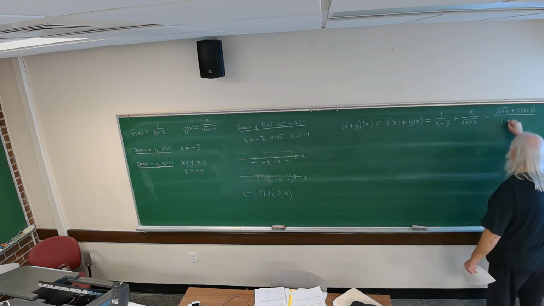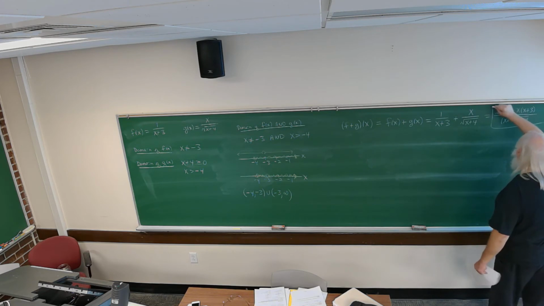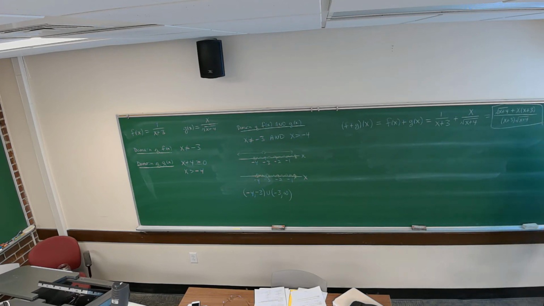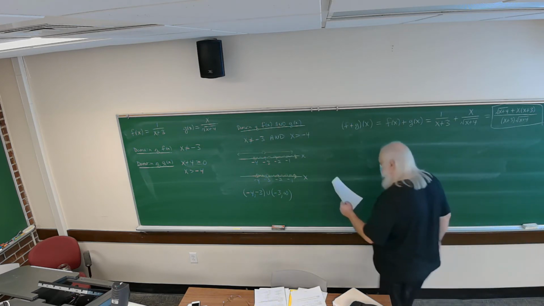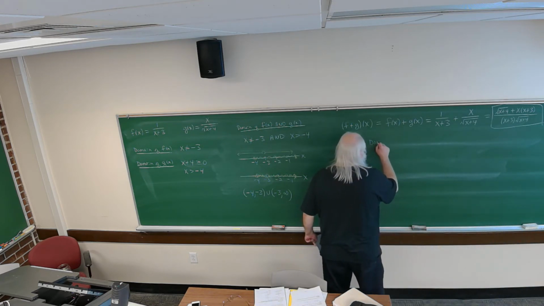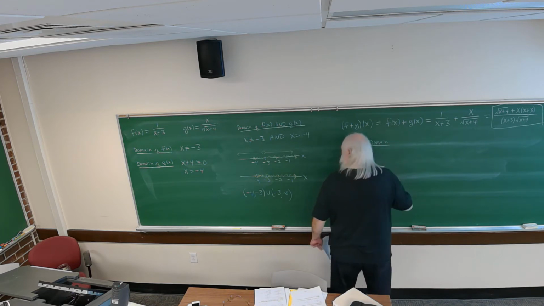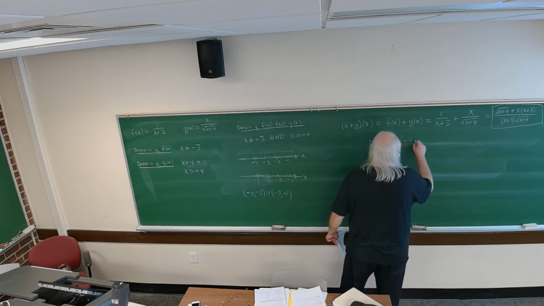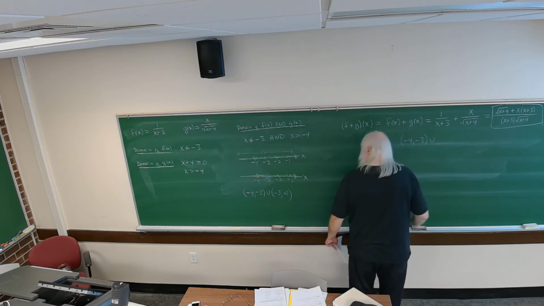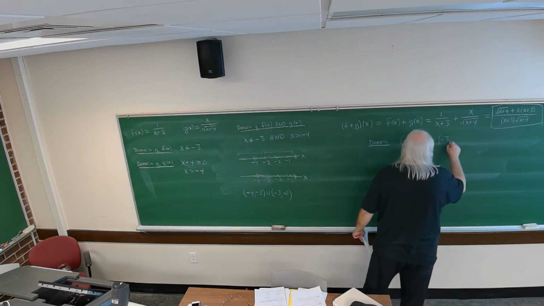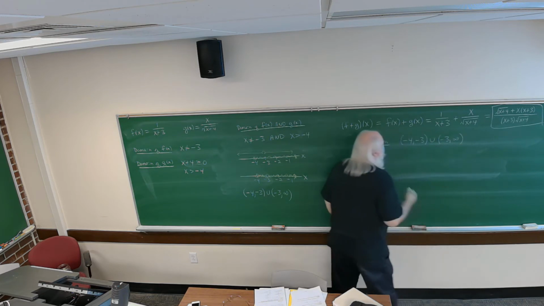So we're left with, in the denominator, x plus 3 times the square root of x plus 4. So that's what f plus g of x simplifies to. What's the domain of this function? We already calculated it. -4 to -3, union -3 to infinity.